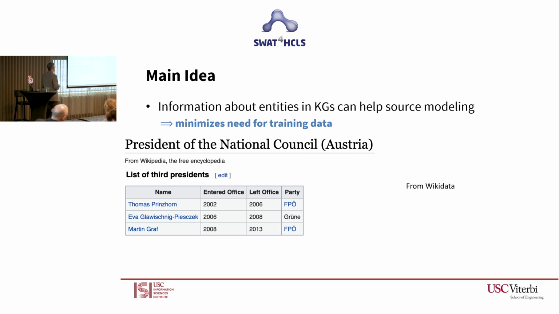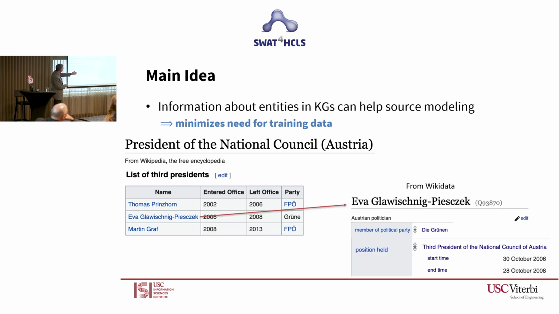And so what we've been trying to do in this system is to try to minimize the amount of training data that you need up front by using existing sources that are already out there, or maybe you have in your own knowledge graph. So here we have the table that comes from Wikipedia. On the right there, we have the corresponding information if you look up these people in Wikidata.